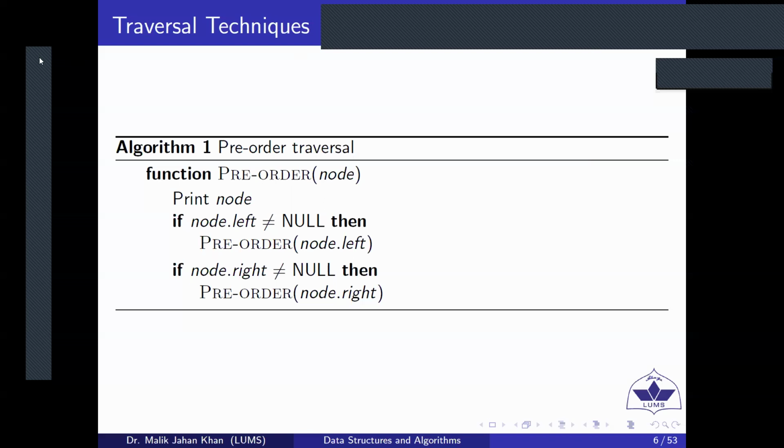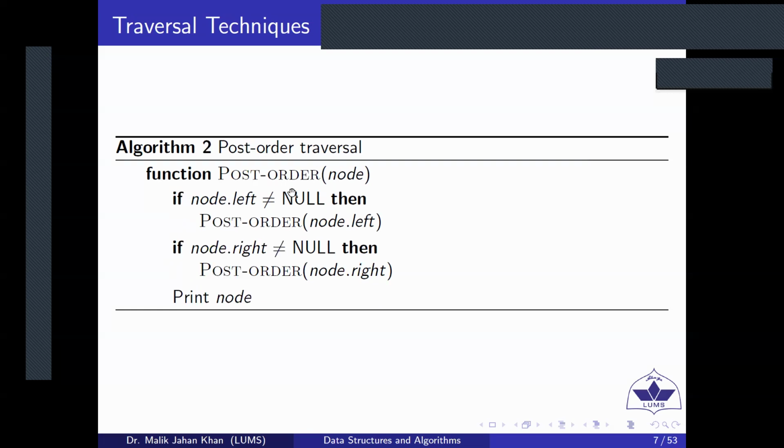If you focus on the order of things happening in pre-order, the parent is being processed first, and then the same thing is being delegated to the left child, and then to the right child. So you just need to switch the order for the other technique, which is post order.